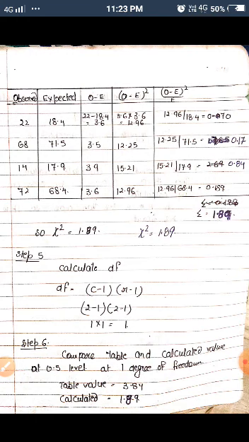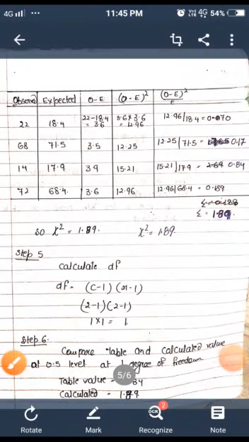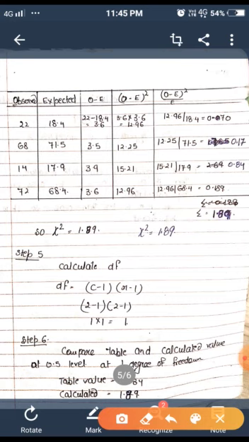Now compare the table value and the calculated value at the 0.05 level, 0.05 level instead of 0.5 only. So compare the table value and the calculated value at 0.05 level of significance at 1 degree of freedom. Okay, so the table value is 3.84. It is not visible, so I am going to write it again, 3.84. So this is our table value.